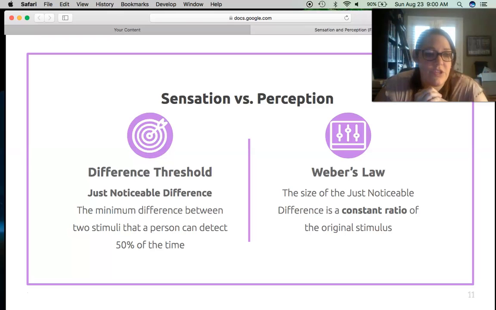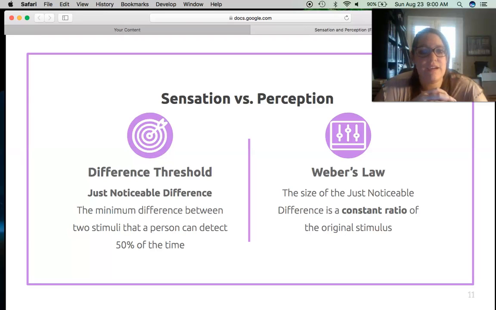So there's that. Another couple definitions that we need to know about sensation and perception. The difference threshold, also known as the just noticeable difference. This is the minimum difference between two stimuli that a person can detect 50% of the time. So going back to our car radio example, if we're cranking up the radio, what is the minimum difference between level 5 and level 7, between level 5 and level 10? There is a difference between those, but we may not always detect them.